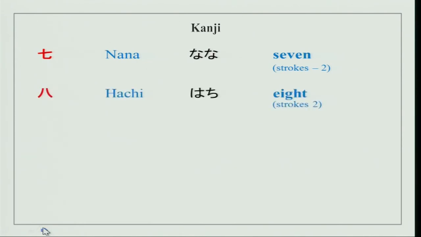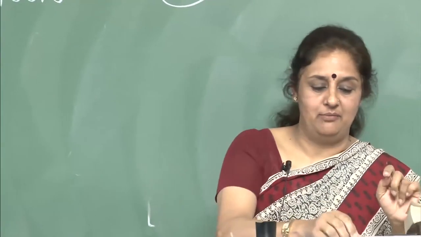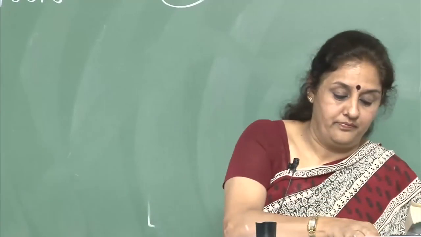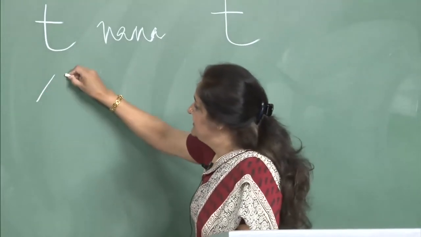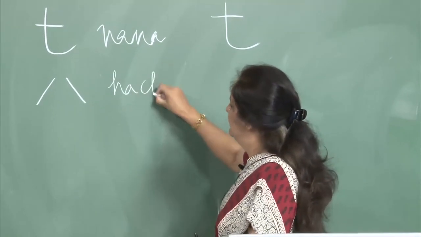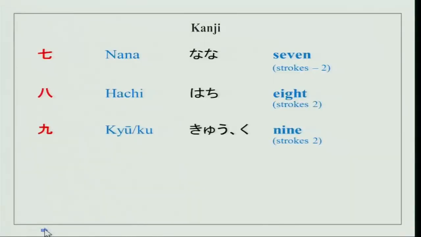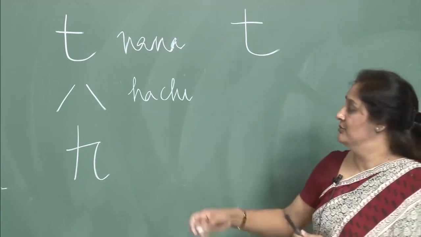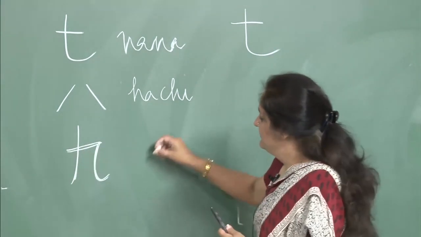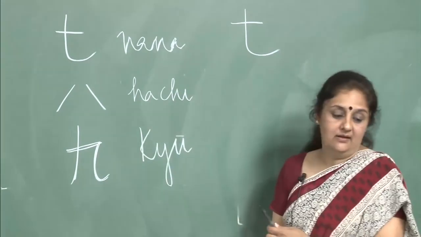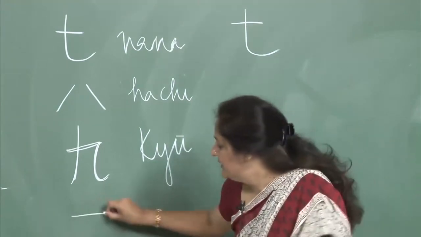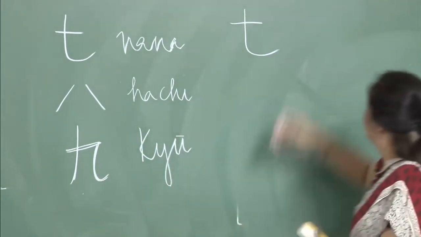hachi. Hachi is very simple. 4 fingers like this and 4 fingers like this makes it 8. So, 8 is very, very simple like this. Hachi. Then we have Q. Q or ku. Q is the strongest of the single digits. So, it comes from this part like this, Q. Okay? So, it is made like this, Q, and then very simple, ju.